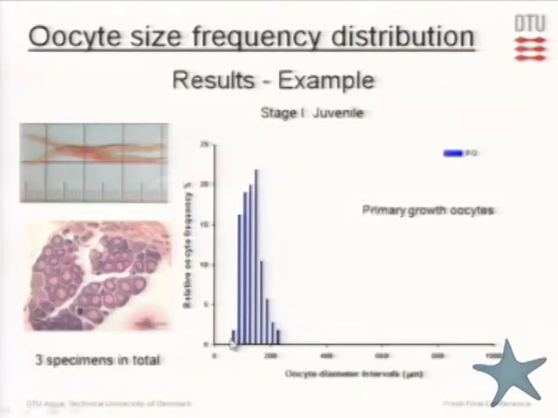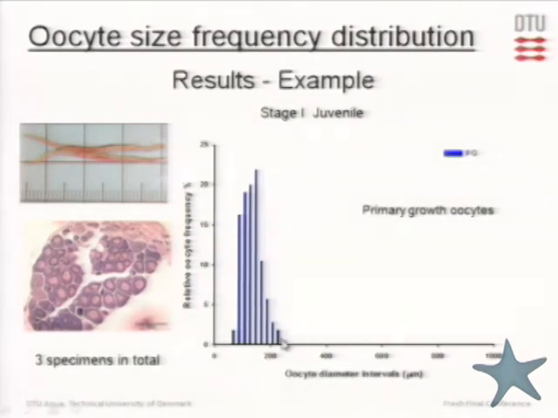And this is used in the size frequency distributions, and here you have the results. The first example is how the size frequency distribution actually looks in a juvenile herring, stage 1. In this case, we have only primary growth oocytes, which have a distribution where the largest oocytes are just above 200 micrometers.